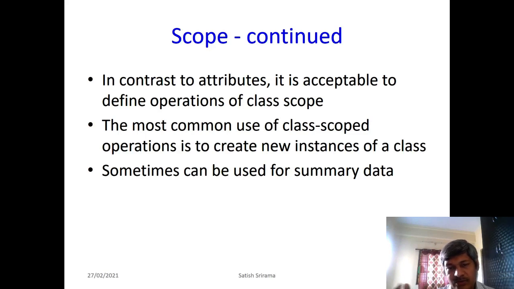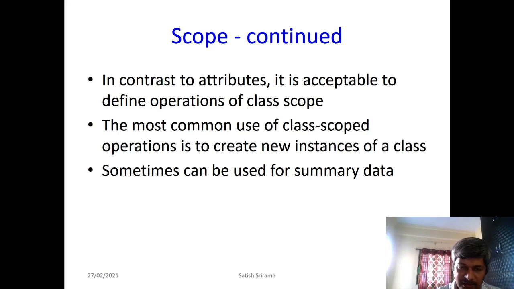Class scope operations can also be used for summary data. For example, for every class you can have something which gives you the summary information of that particular class. You can achieve something like that. Okay, so that's about this sort of scope.